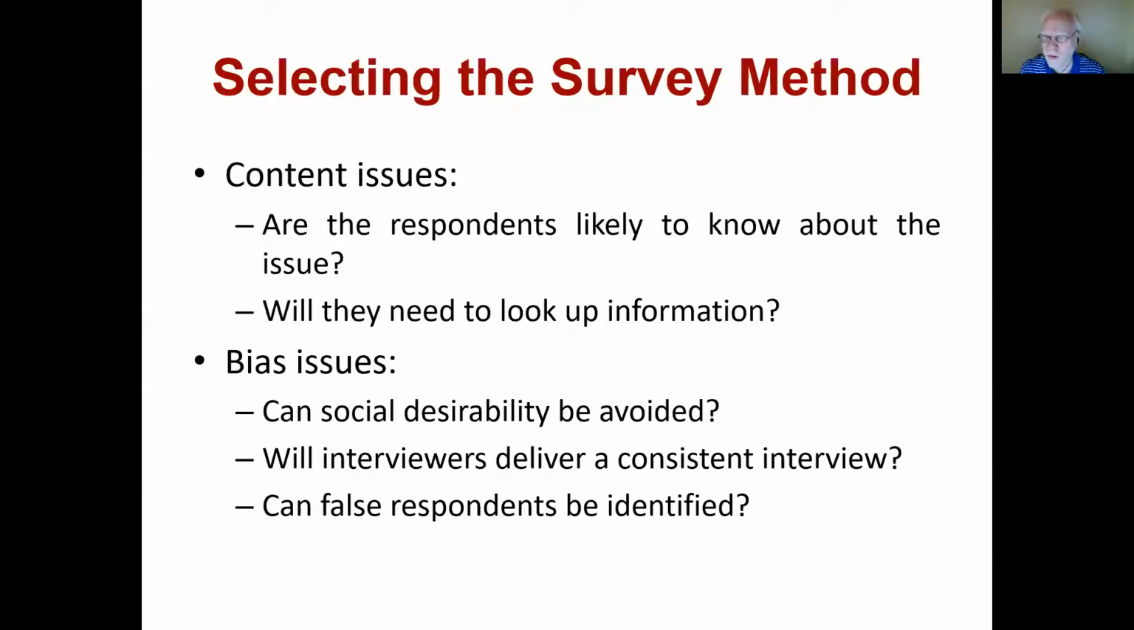And we talked about when we were discussing internal validity, how it's important to have a consistent instrument, or else you don't know whether the effects or the differences that you're finding are due to a difference in instrument or difference in treatment. And even if it's not a causal study, if you're just looking, say, for a correlation or accurate description of what the population thinks, if the interviewer is delivering the question in a different way, that's distorting the responses. You're not even getting an accurate description of what the population thinks. And can false respondents be identified?